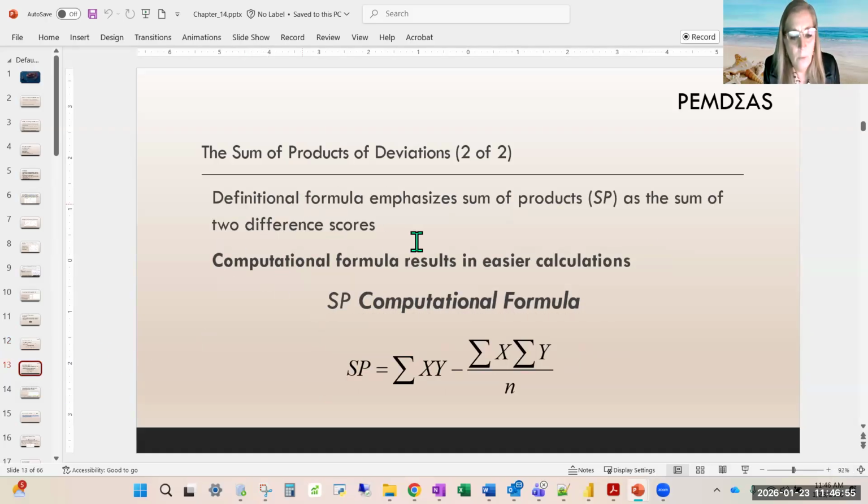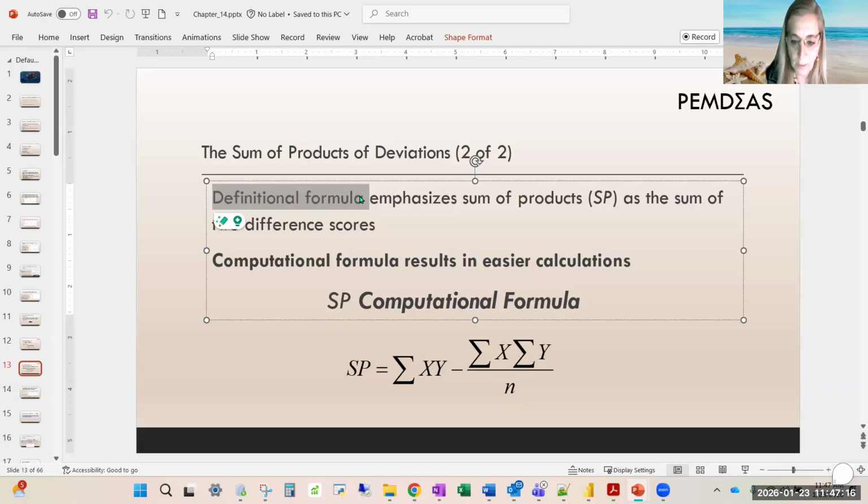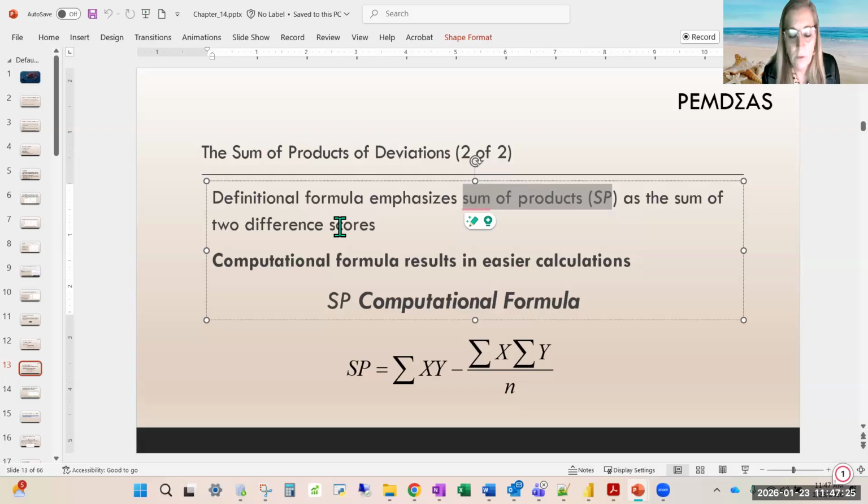All right. We can also calculate a computational formula for correlations. And if you wanted to do that, you would follow this computational formula. But as you know, I prefer doing the definitional formula because it helps us to see why we're calling it the sum of products, because it's the sum of the two difference scores multiplied, right?